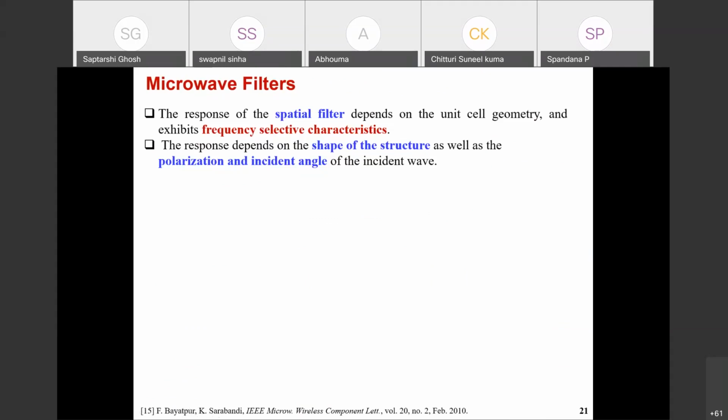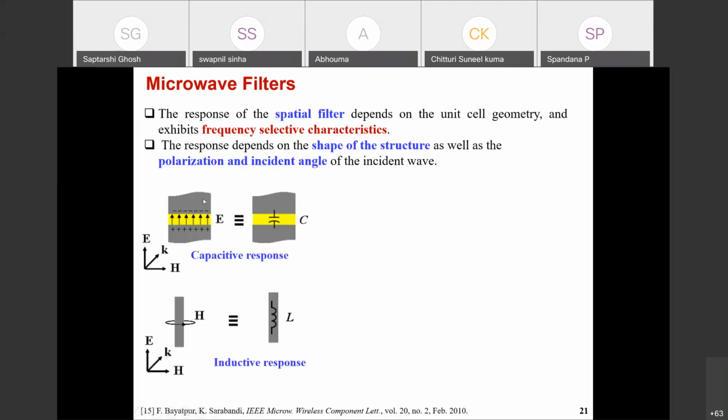So how the incident wave is impinging on the structure, its polarization, its angle of incidence, TE polarization or TM polarization, the frequency changes depending on that. And how this frequency is determined is based on the unit cell geometry, this periodic unit cell, the metallic pattern, etc., which overall determine the resonance frequency as well as the bandwidth of this filter geometry. So let's consider one basic example.